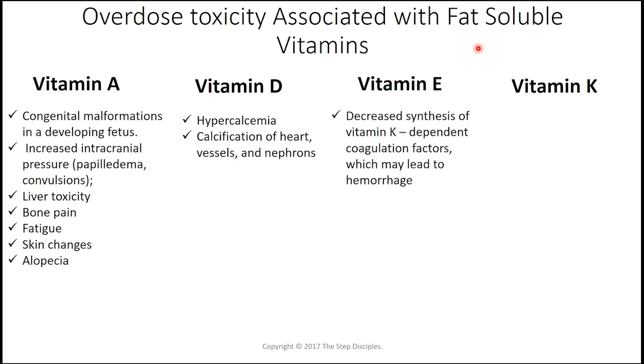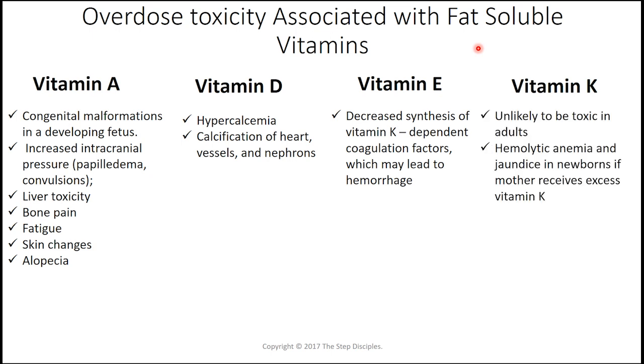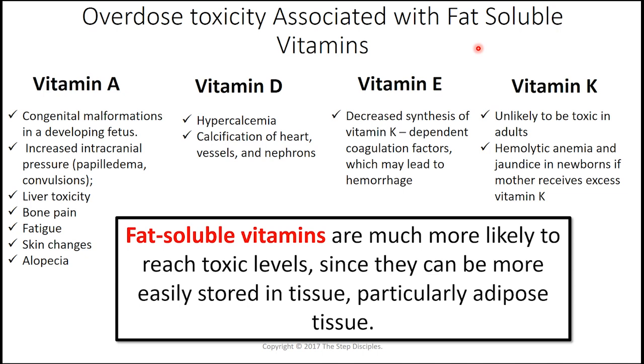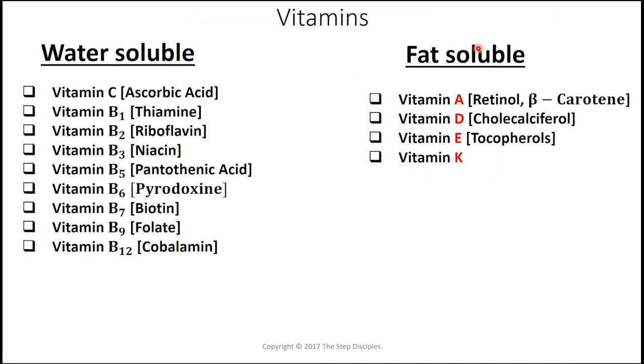Vitamin E overdose is decreased synthesis of vitamin K, very interestingly, which also may lead to hemorrhage. Vitamin K is unlikely to be toxic in adults, but in children and newborns, you might have hemolytic anemia and jaundice in newborns if the mother receives excess vitamin K. So those are the overdoses associated with it, but this is very rare, right? I think the only way you'd see this is if somebody's taking too many vitamin pills. Fat-soluble vitamins are much more likely to reach toxic levels since they can be more easily stored in tissue, particularly adipose tissue. So again, you're only really going to see this if somebody's taking way too many pills.